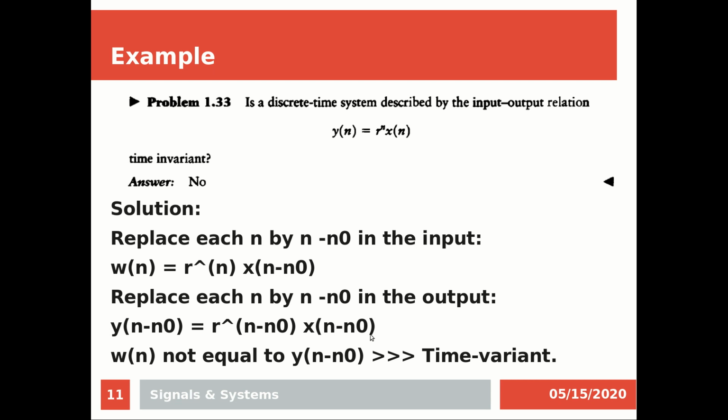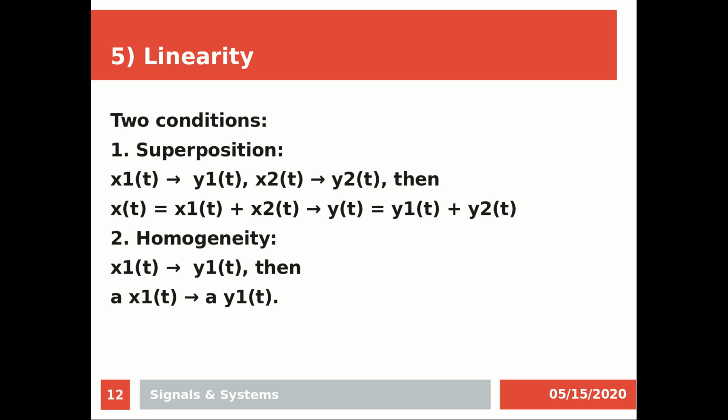Now look at y of n minus n0 and w of n. What is the difference? Are they equal or not? They are equal in this part, but this part is different. So w of n is not equal to y of n minus n0, so this is time variant. So there is a delay in this system. It varies with time because it has a part of the equation that depends on time.